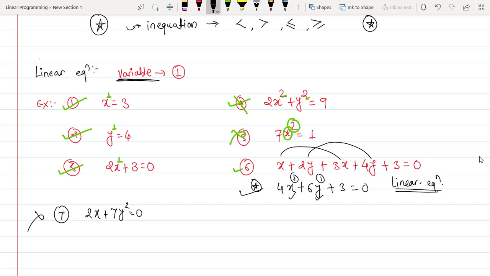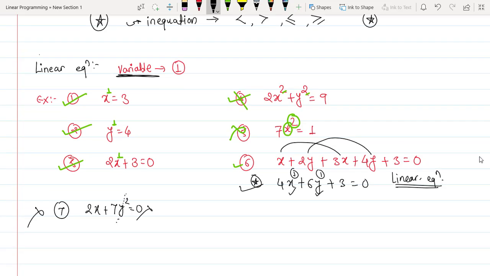Minus 1 भी नहीं चलेगा, 0 नहीं चलेगा. It should have the highest power as 1. Okay, so that's why, because of this y, this is not a linear equation. I hope you are getting this.